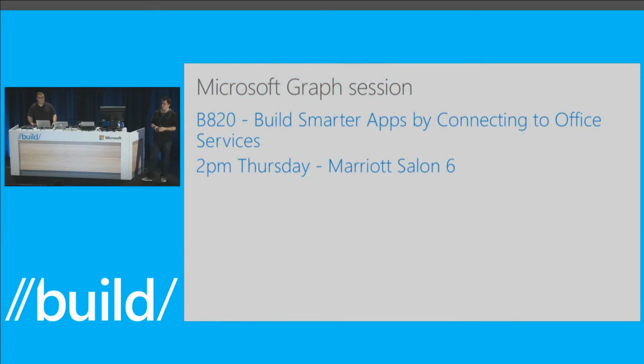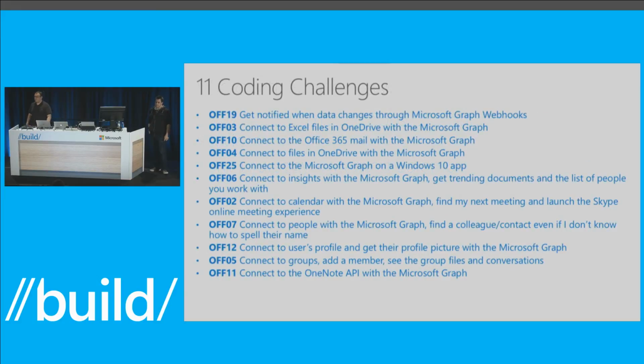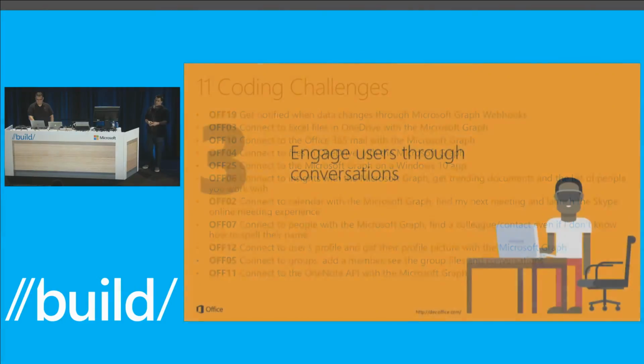So that's B820, which is Build Smarter Apps by Connecting to Office Services. That's at 2 p.m. So grab some lunch after this session, stay in this hotel, and go straight back to this room to see these guys go. Tons of cool stuff. Now, there are a ton of coding challenges on here, which you can go and try, kind of hands-on labs. So I'd encourage you just to go sit down in that lab room and type in OFF, and you'll get the list of those challenges that are available to you there. A lot of what we've demoed today, but also some cool ones like being able to build inside a Windows UWP app and connect to the Microsoft Graph as well.